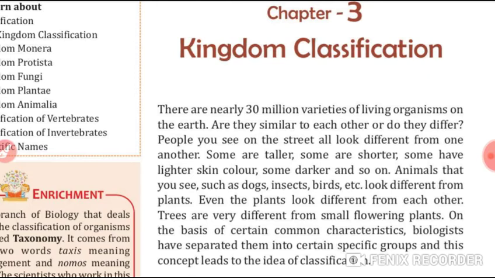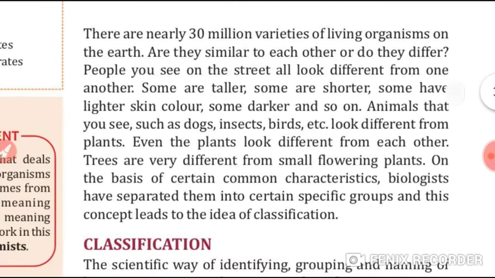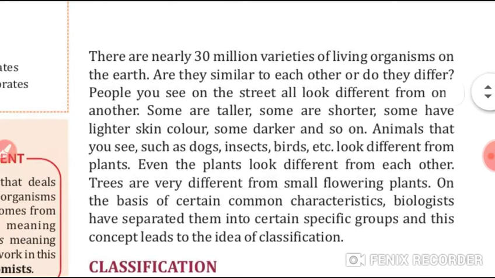Students, there are nearly 30 million varieties of living organisms on our earth, and they are not similar. The people you see on your road look different from each other. Some are taller, some are shorter, some are darker, and some have light skin. Animals are also different in their size, shape, and everything.